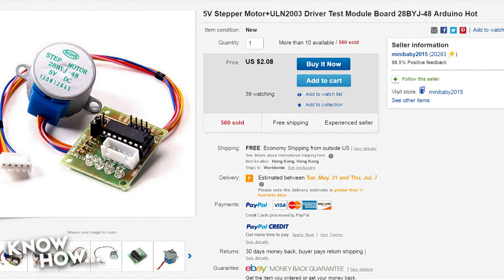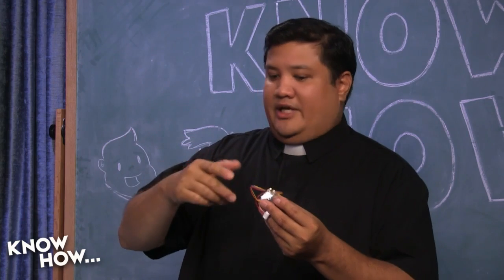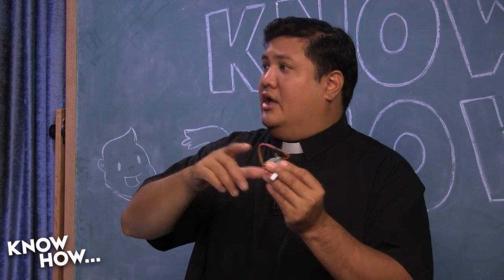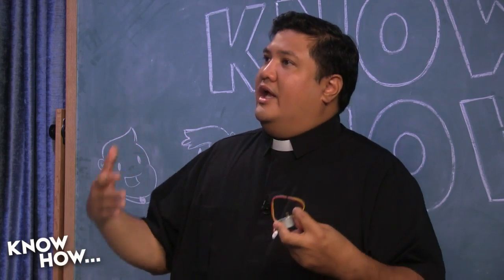Yeah. So obviously this is not super high quality. This is not something that's going to be able to turn a whole lot of weight, but it is geared down pretty well. It has 4,096 steps that have been geared down via 64 times by an internal reduction gear. So it gives us a decent amount of torque at a very low price, and this is probably the best one to actually learn how to manipulate stepper motors on.